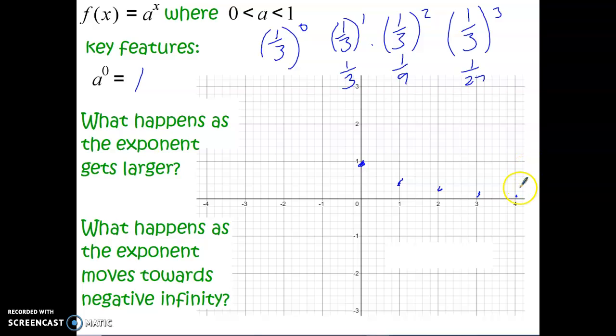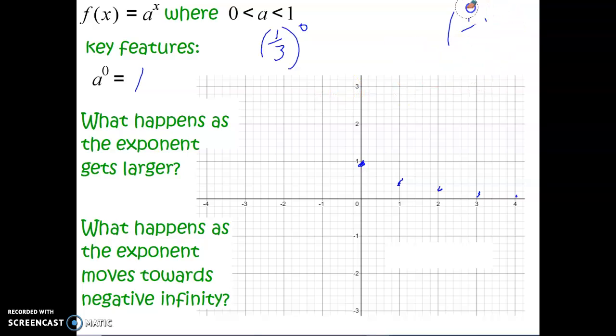Just like before, is it ever going to get to the point where it equals 0? Is there anything that I can raise 1/3 to, and I'm going to end up getting 0 as the answer? Well, just like before, the answer to that question is no, because 1/3 is a positive number. I can't take that positive number and multiply itself any amount of times and end up with something that's 0. Same thing for negative. I can never be negative. It's going to stay above the x-axis.